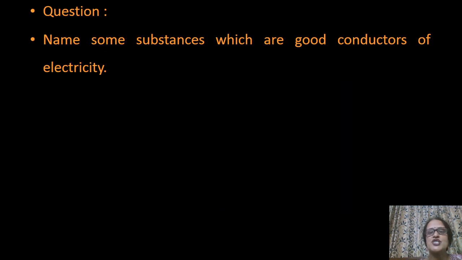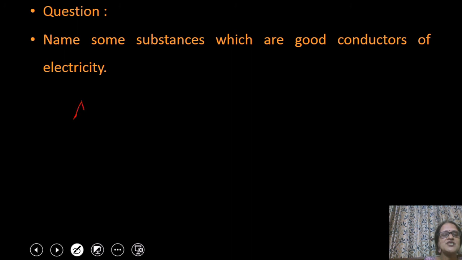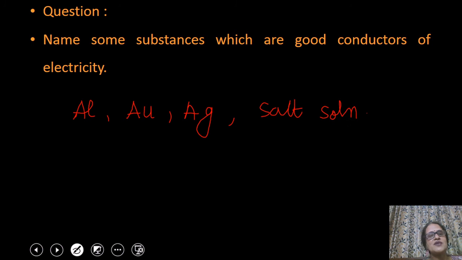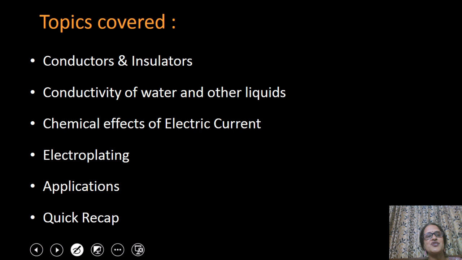Name some substances which are good conductors of electricity. So students, just now we have discussed many substances which are good conductors of electricity, like we can write here aluminium. Just now we have seen Al, gold is Au, silver is Ag, and there are many other metals. They all are good conductors of electricity. Apart from that, we have seen salt solution was also a good conductor of electricity. We have seen tap water. Tap water was also a good conductor of electricity. So there are many substances which conduct electricity through them.